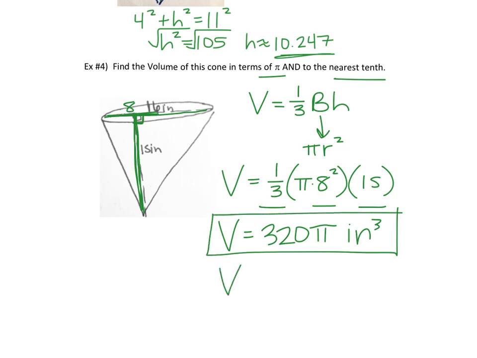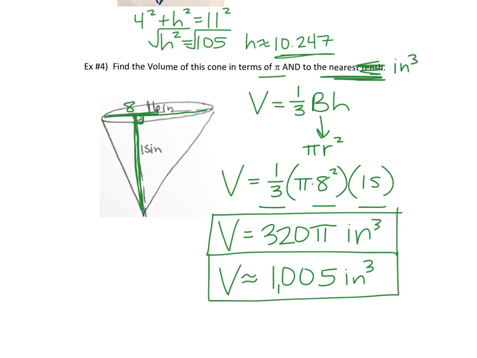If you want to round, which they want you to give both on this problem, nearest tenth, you would plug in 320 times pi. Oh, I wrote nearest tenth, and I don't have that in front of me. We'll do nearest cubic inch. Sorry, because I don't have my calculator right now. This comes out to 1,005 cubic inches. Okay, and that is it.